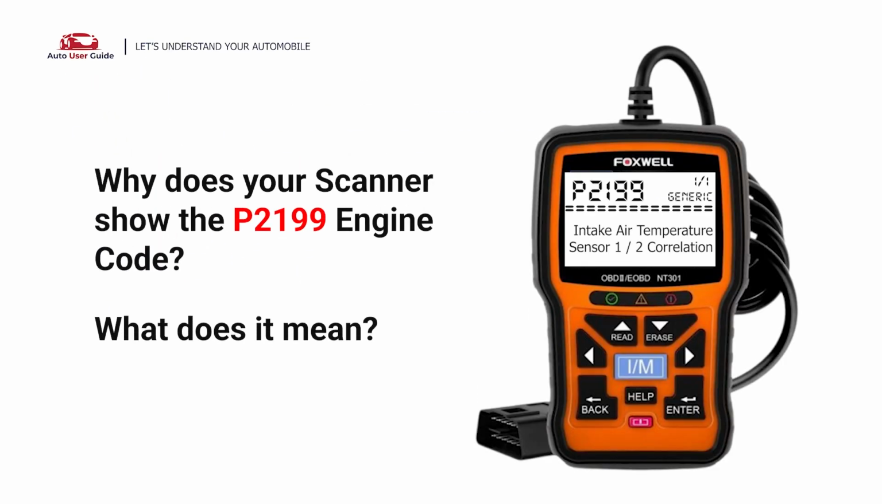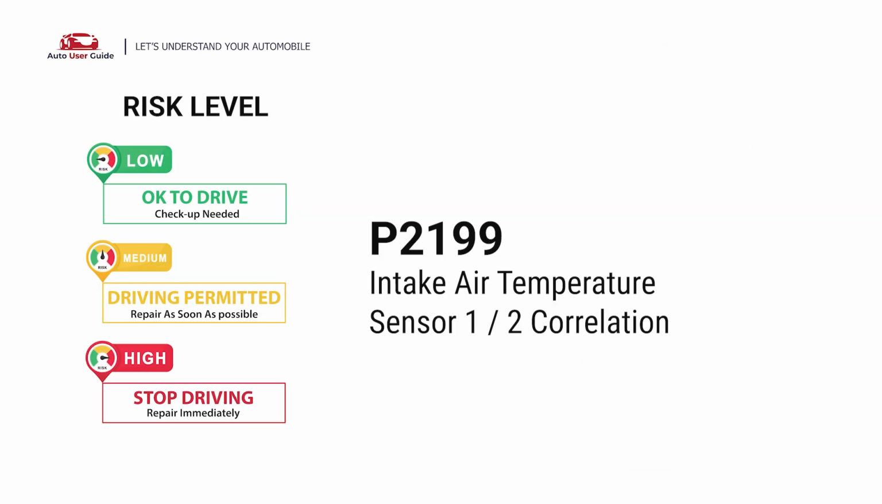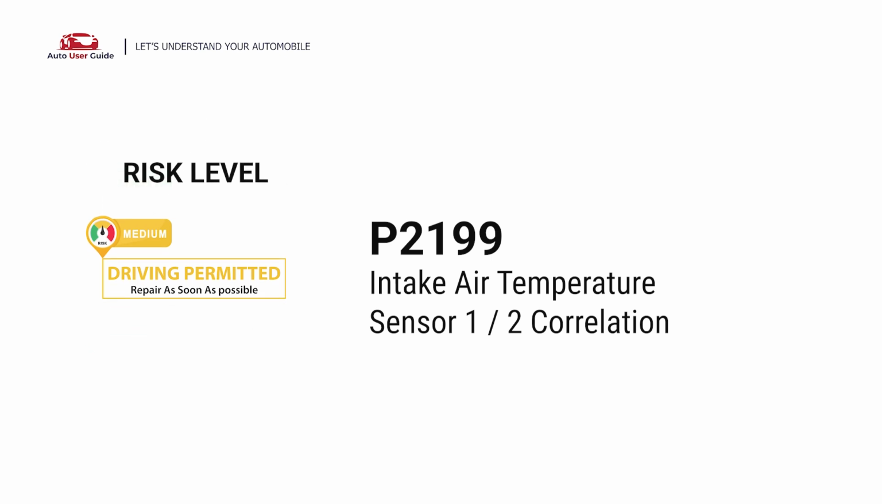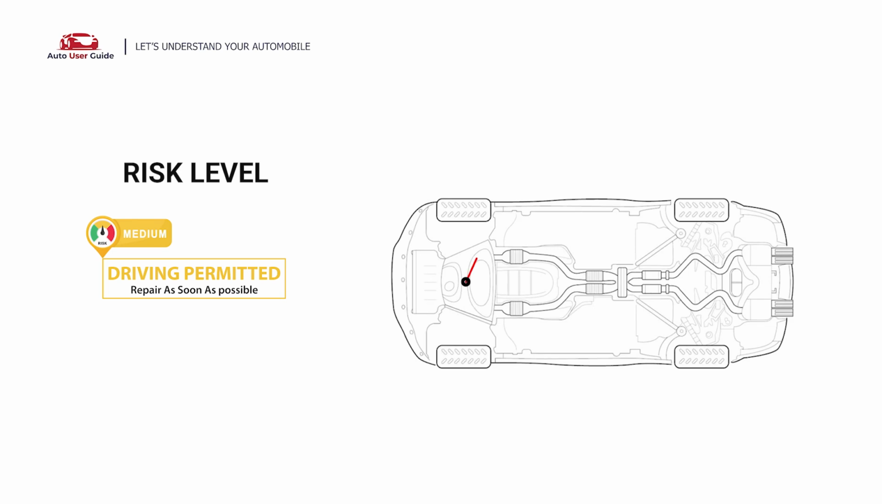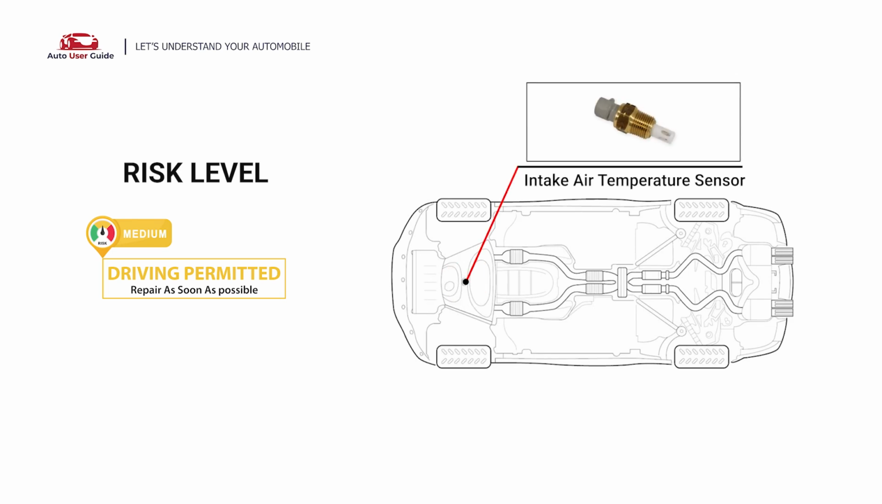Why does your scanner show the P2199 engine code? What does it mean? P2199 is a diagnostic trouble code for intake air temperature sensor 1 or 2 correlation. This engine code indicates that the PCM has recognized the voltage readings from sensors 1 and 2 are repeatedly not agreeing with each other or are out of range. Under this circumstance, short-distance driving is permitted, but your vehicle should be repaired as soon as possible.